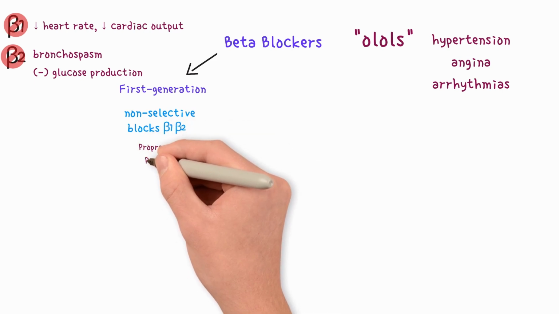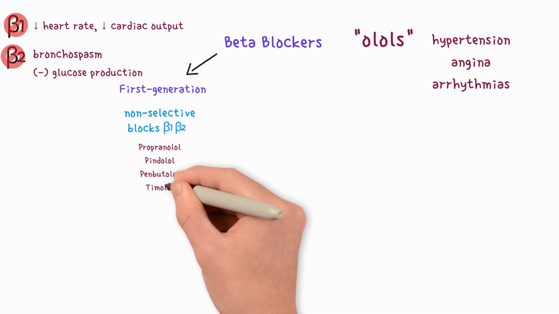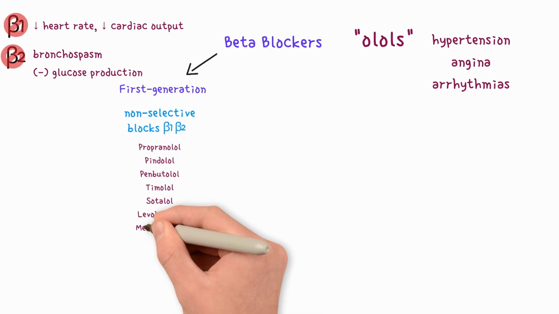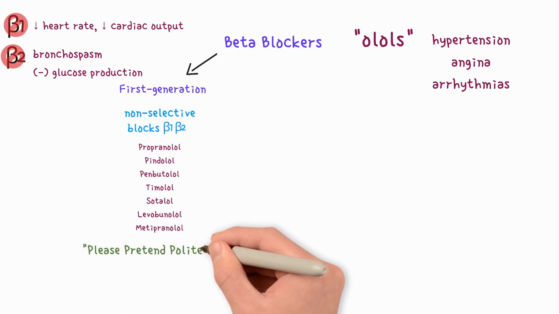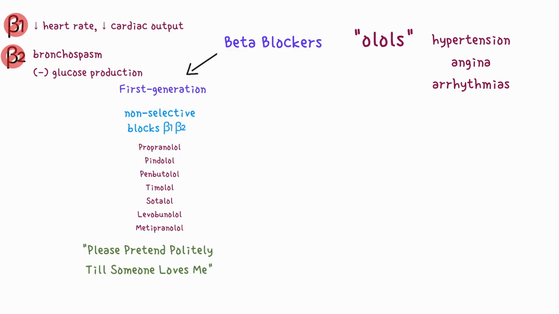Examples include propranolol, pindolol, penbutalol, timolol, sotalol, levobunolol, metipranolol. Mnemonic: Please pretend politely till someone loves me. Because they block beta-2 in the lungs, they can cause the airway to tighten, making them contraindicated in patients with asthma or COPD.